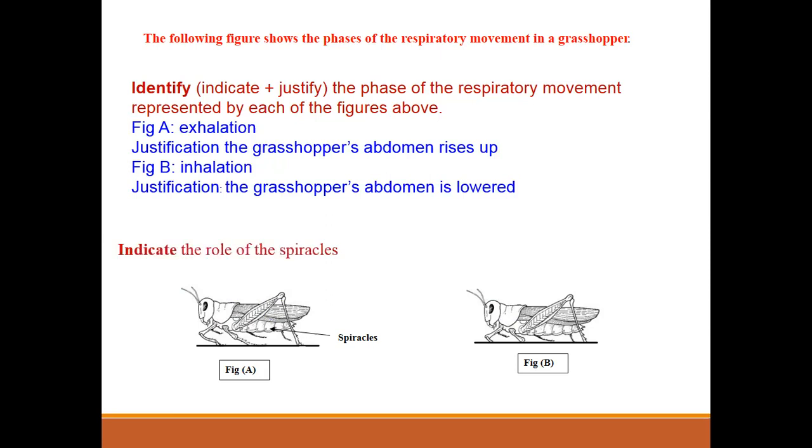Indicate the role of spiracles. The spiracle controls the gaseous exchange, the entrance and the exit of oxygen and carbon dioxide in or out of the body of grasshopper.